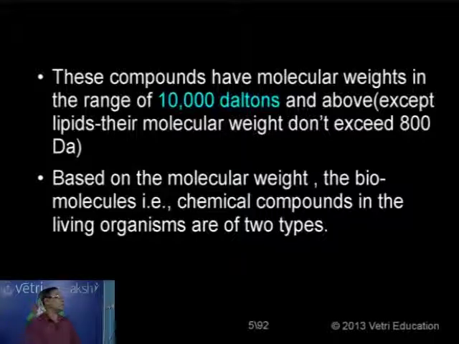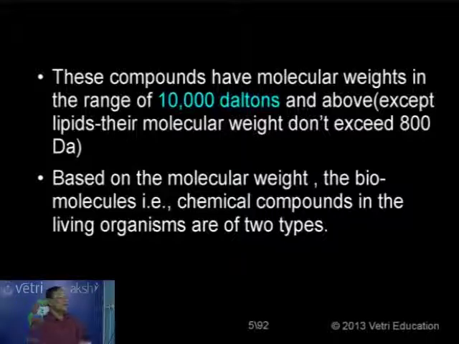Though we are including the lipid molecules under this category because they are all being retained, normally, if you take the molecular weight of lipids, it is only in the range of 800 Daltons. So even that is considered a micromolecule. But why are we considering lipids as macromolecules along with polysaccharides, proteins and nucleic acids? Though the molecular weight of lipid does not exceed 800 Daltons.